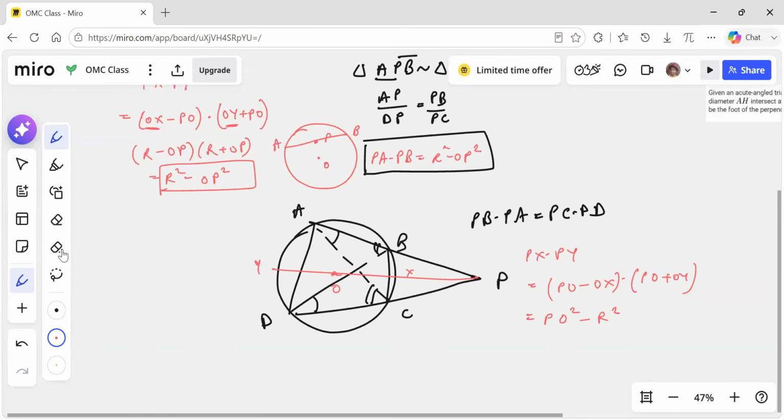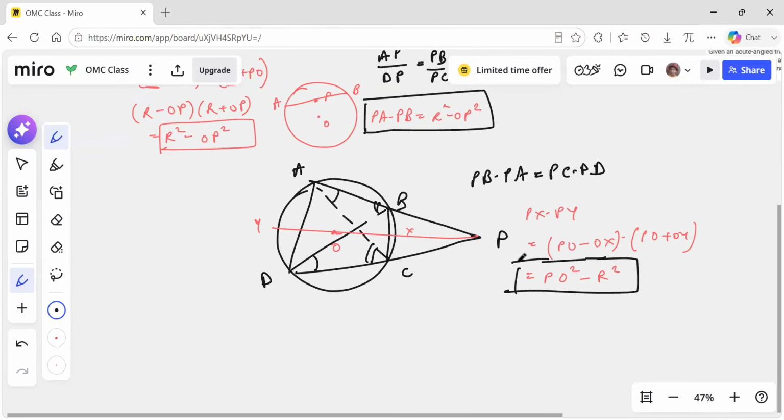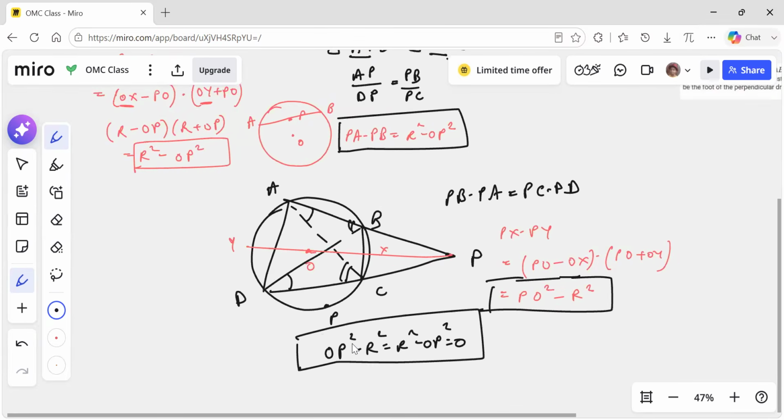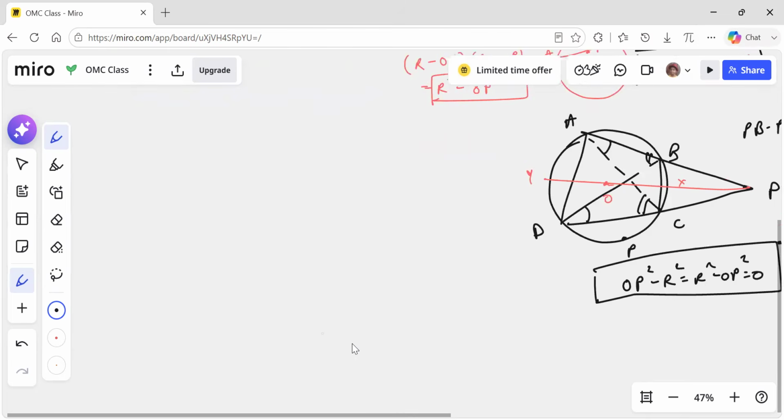Something similar to this is that we have R square minus OP square when P is inside. And when the point P is outside, the sign has sort of switched, but the terms remain the same. We have OP square and we have R square. And let's just do the case when P is on the circle. In that case, we see that the quantity OP square minus R square, which is equal to R square minus OP square, is equal to 0. So this is the third case. Just wait for it.